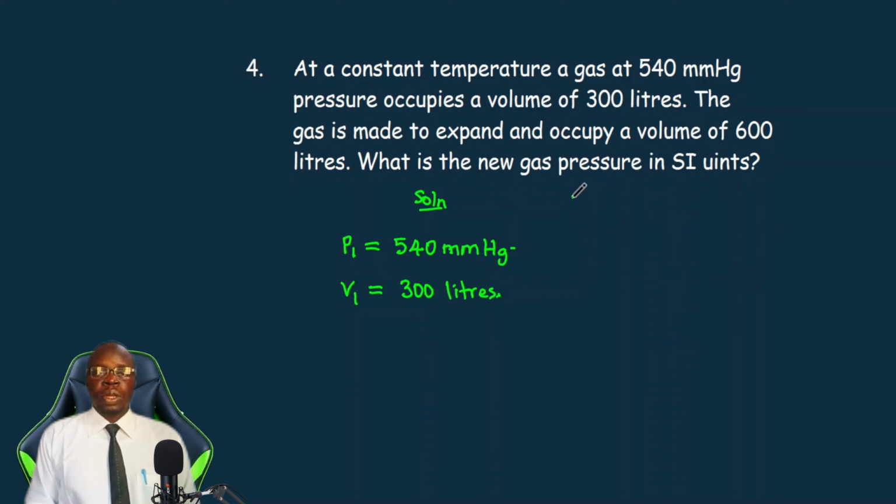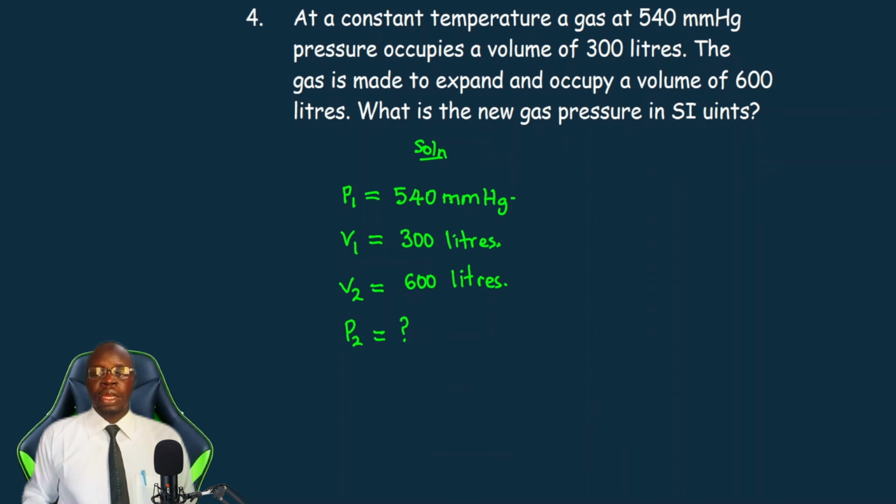Now, the next one here is volume 2, and that is 600. This gas expanded twice. It doubled. Now, what do you think the pressure will be like if the volume doubled? That is the question's demand here, and we need to give our answer also in SI unit of pascals. So let's move on and tackle this number.